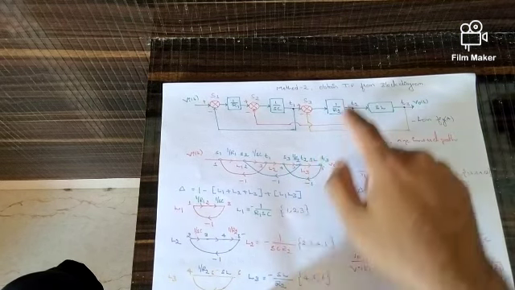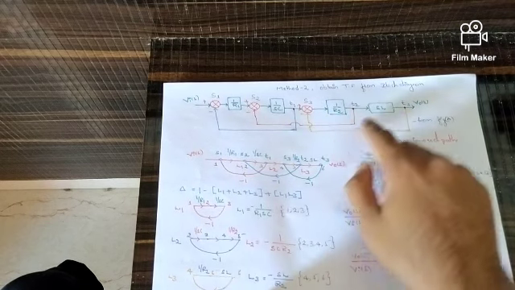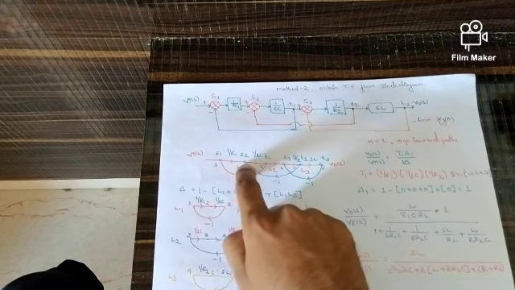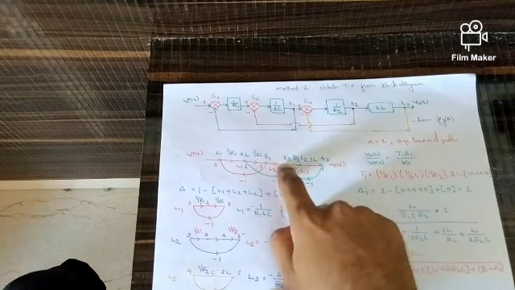Now, how do the loops exist? The first loop exists from T1 to S1, so I am considering T1 to S1. The second loop is from T2 to S2, so I am considering T2 to S2. And the third loop is from T3 to S3, so I am considering T3 to S3.